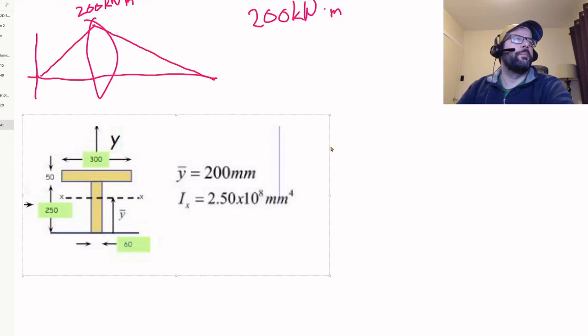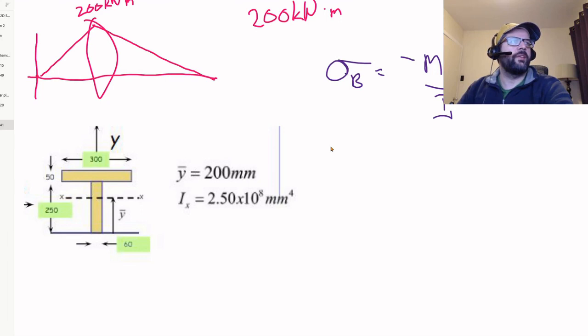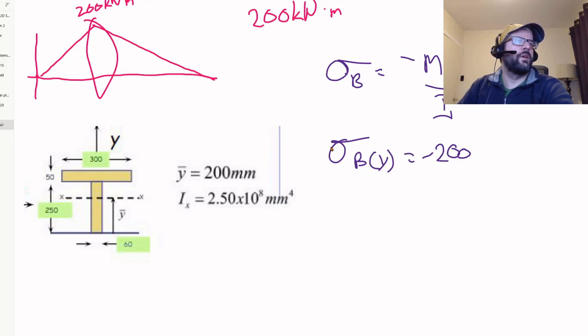So we know that the bending stress is going to be equal to negative the moment times our y position divided by I. So basically, if we want to solve for that in terms of our y position at that point, that's going to be equal to negative 200 kilonewton meters times y divided by 2.50 times 10 to the 8 millimeters to the fourth.